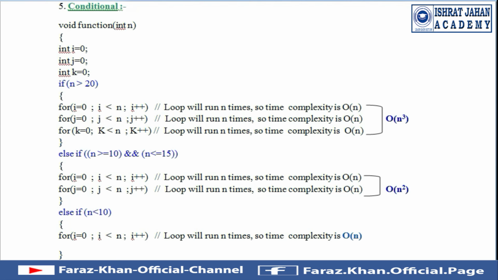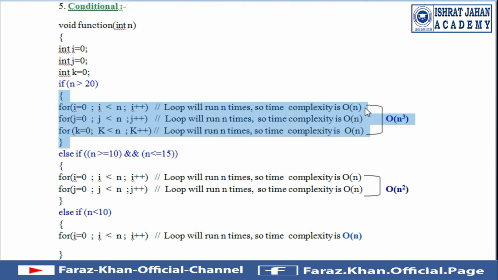Now, here is a conditional statement. In the above code, I have taken three variables, i is equal to 0, j is equal to 0 and k is equal to 0. If I am passing an argument having identifier n of type integer, if n is greater than 20, this body will execute. I have used three variables in this body.